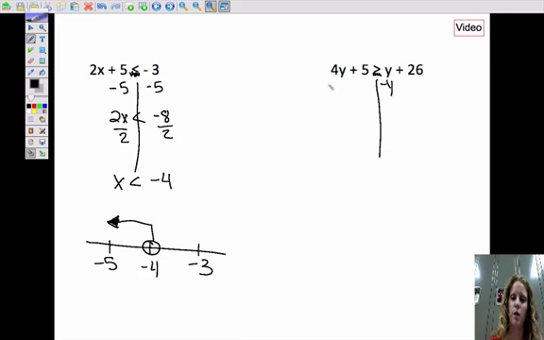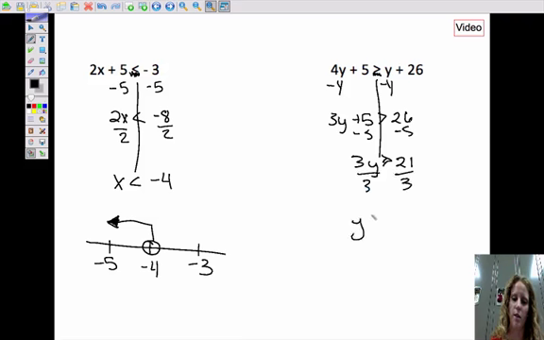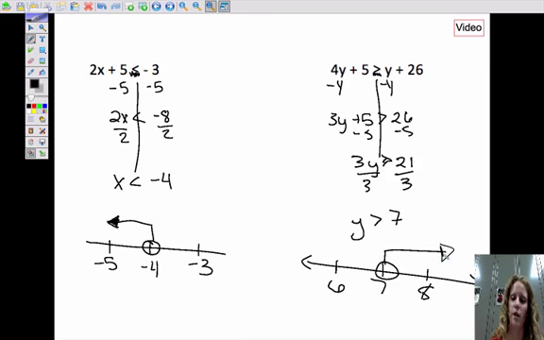Here, we're going to subtract y from both sides. This is all going back to solving equations. It's greater than 26 minus 5. 3y is greater than 21. Divide by 3. Y is greater than 7. Okay, so number line 7, 8, 6, and I could have used any number greater or less than. I'm going to again have an open circle and go greater than that 7.